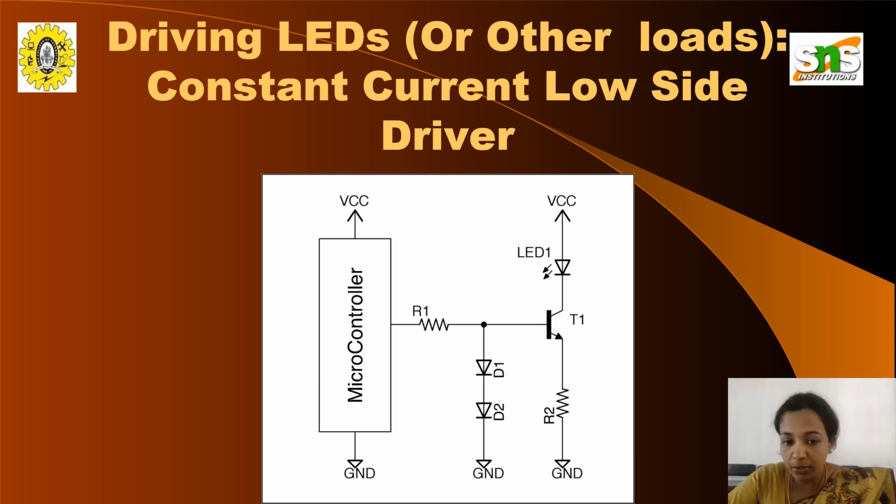We have a microcontroller provided with power supply, VCC, and we have a ground connection. The microcontroller is connected with resistors R1 and R2. R1 is connected with the transistor T1. Base, emitter and collector terminals are there. Diodes D1 and D2 are connected in series with each other. The transistor is connected with the LED.